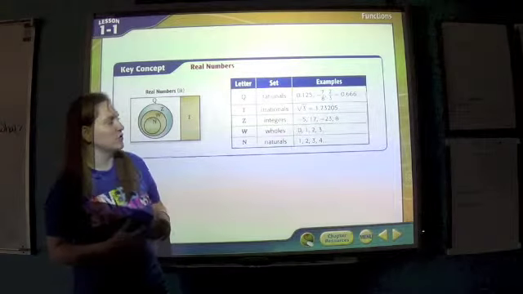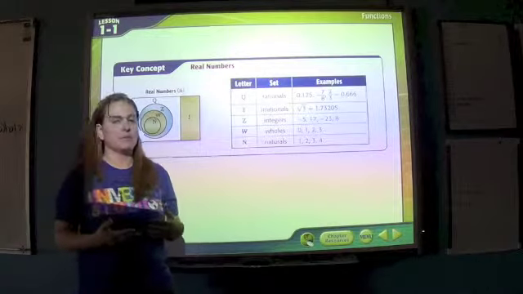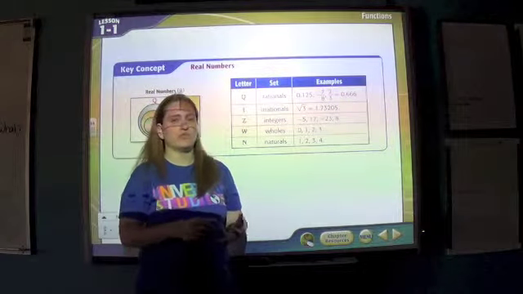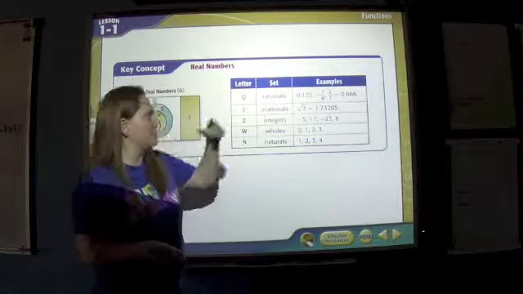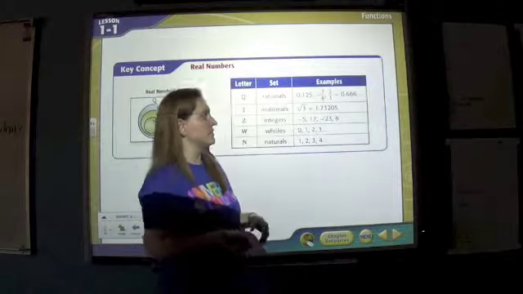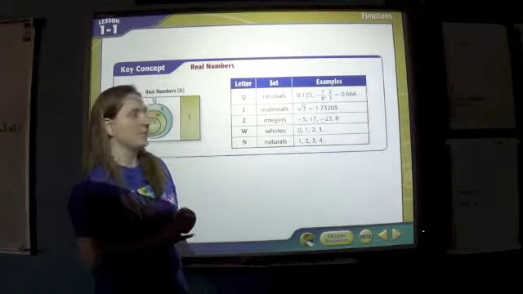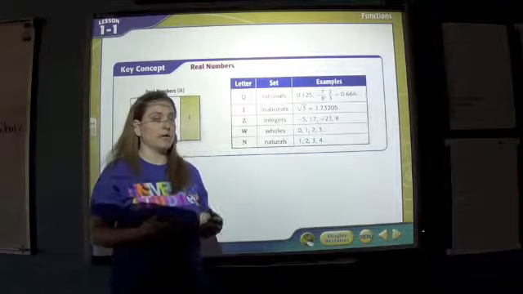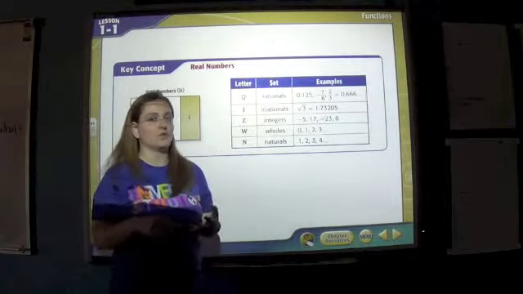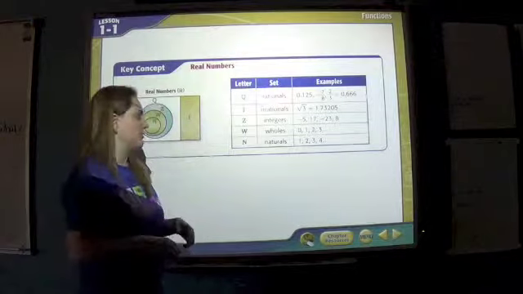And then you have your rationals, and your rationals are anything that can be written as a fraction. 1/3, 0.3333 repeating, 0.125 can be a fraction. So it's whatever can be written as a fraction. Now, there's certain ways you write these letters to indicate if they're whole, if they're natural, if they're irrational.